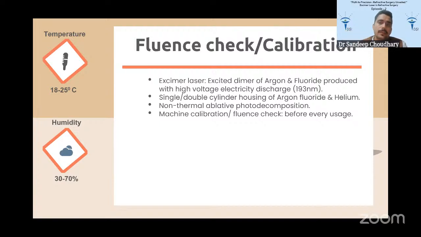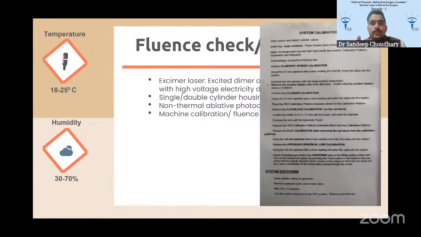The fluence check, although it varies with different machines, has the same basic philosophy: to check the myopic sphere calibration, cylinder calibration, and hyperopic spherical calibration before proceeding with the surgery. For any particular amount of energy the machine is spending, we check whether we are getting the intended correction or not.